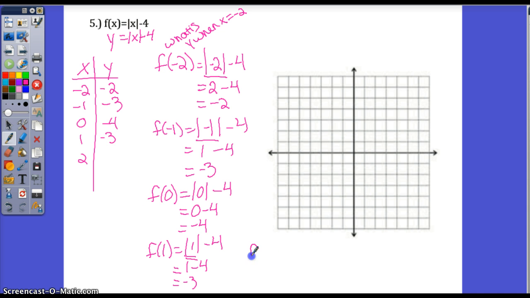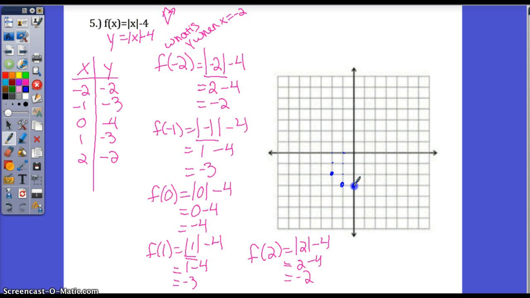Last but not least, f of 2 equals the absolute value of 2 minus 4. Absolute value of 2 is 2 minus 4 equals negative 2. Right away, since it's absolute value, you know this is going to be a V. So now let's go ahead and plot them. Negative 2 to the left 2, down 2. Negative 1 to the left 1, down 3.